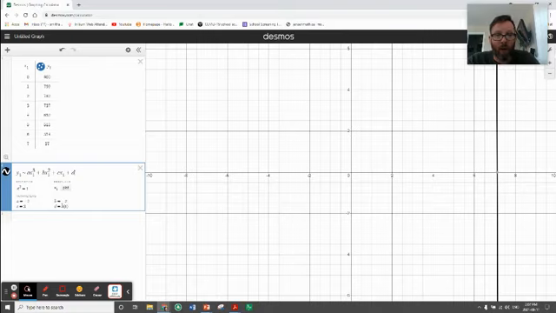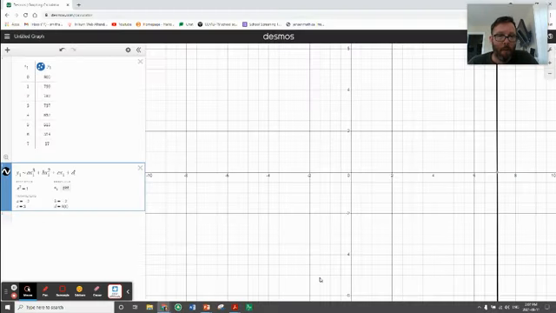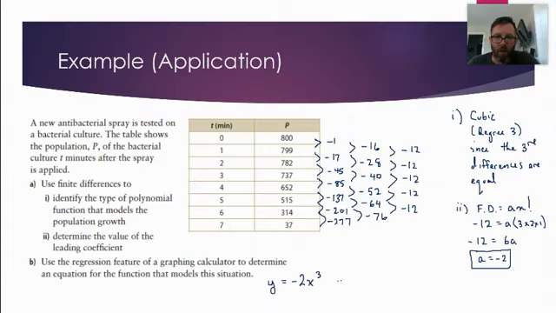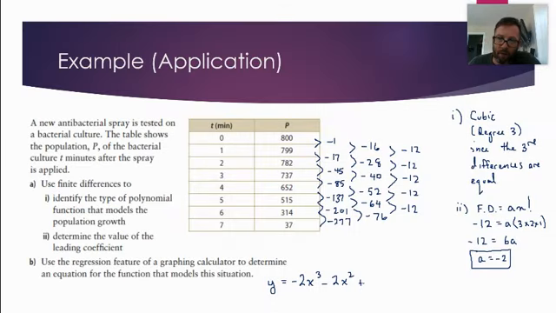Let's head back to our notes. The equation that models this function would be y equals -2x cubed. Now we already knew that from our previous work with the differences, but the differences didn't tell us the other things. So -2x squared plus 3x, plus 800, which we could have figured out because when t equals 0, the population was 800.